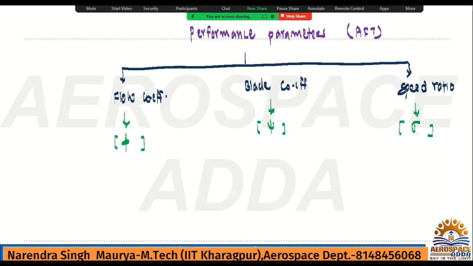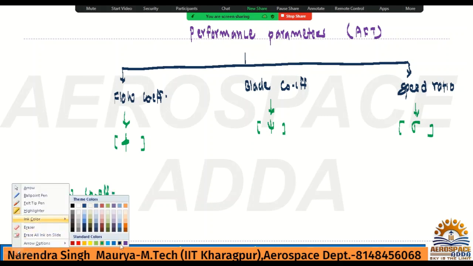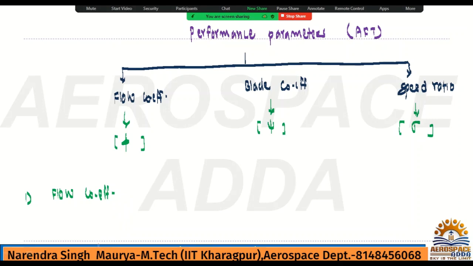So now first we'll go for the flow coefficient. Flow coefficient is nothing but, if you remember, it was defined in the compressor also. Flow coefficient is basically defined as the ratio of inlet velocity, and what velocity?